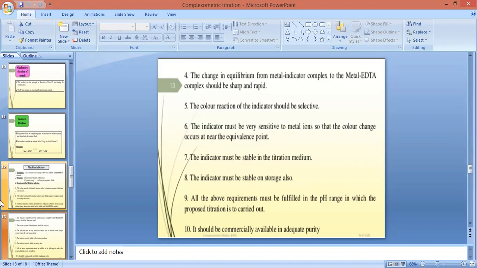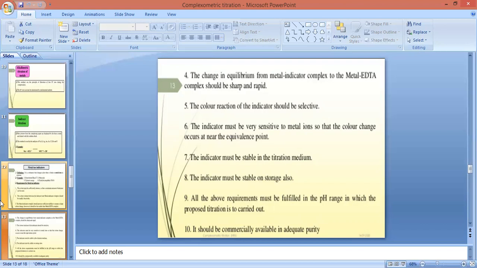Seventh basic requirement of a metal ion indicator is that the indicator must be stable in the titration media. It should not undergo deterioration. So the chosen metal ion indicator should be highly stable. It should not undergo any sort of decomposition. Next, the indicator must be stable on storage also. If you prepare the solution form of the indicator for a longer period of time, on storage it should not undergo any sort of decomposition. So the stability of the formed solution of indicator should be high.